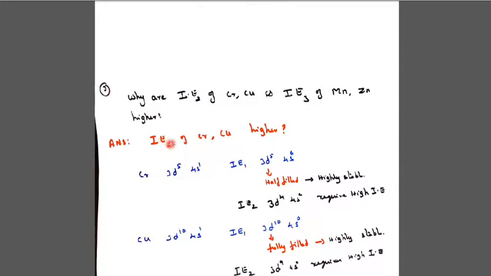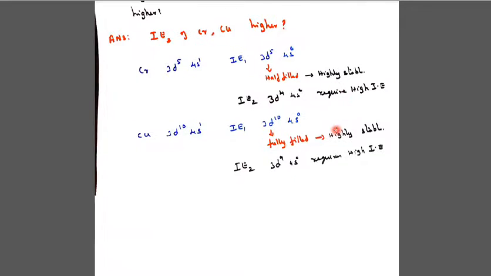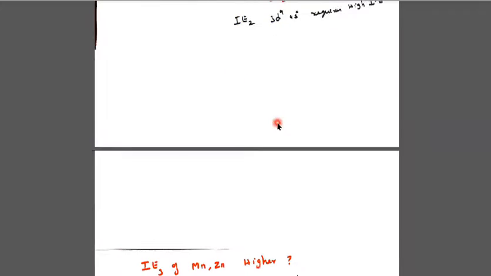The second ionization energy of chromium and copper is higher because chromium is 3d5 4s1; after losing one electron in the first ionization, it becomes half-filled, highly stable. And for I2, to reach 3d4, it requires a higher ionization energy. The second one is copper, 3d10 4s1; the 3d10 is completely filled up, so it requires a high ionization energy to become 3d9 4s2, removing one more electron from 3d10.